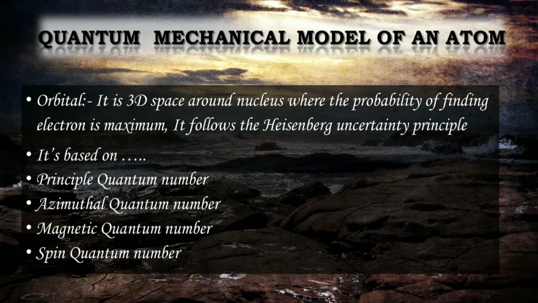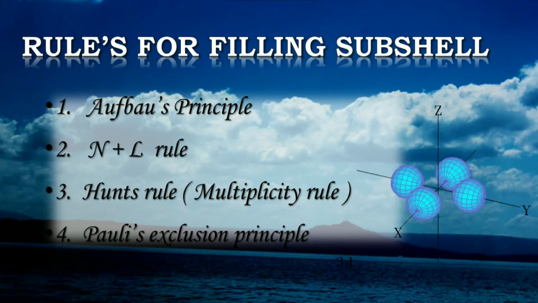Now we will discuss the quantum mechanical model of an atom. Here we will define orbital. Orbital is a 3D space around the nucleus where the probability of finding an electron is maximum. It follows the Heisenberg uncertainty principle and is based on the principal quantum number, azimuthal quantum number, magnetic quantum number, and spin quantum number. Rules for filling the subshell: first is Aufbau's principle, then the n plus l rule, then Hund's rule, also known as multiplicity, then Pauli's exclusion principle.